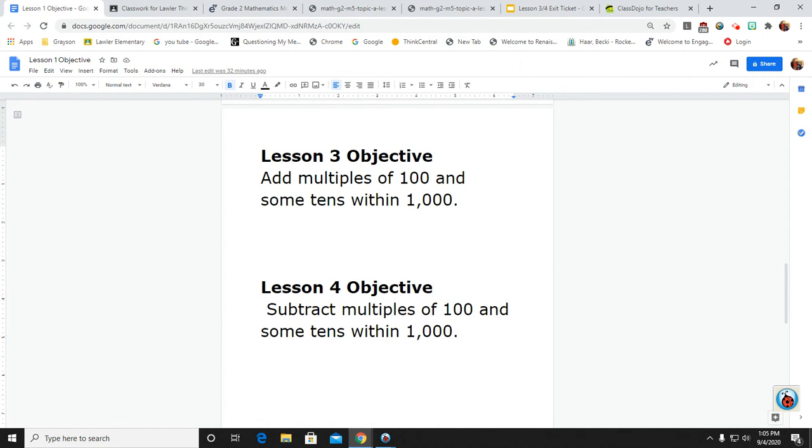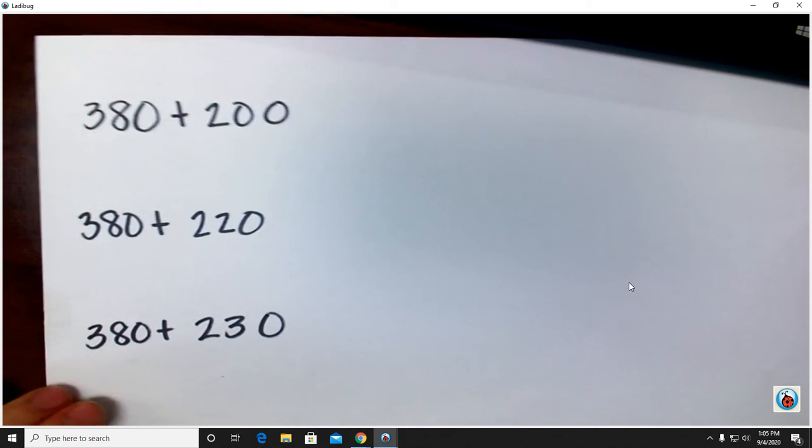So our lesson 3 objective is I can add multiples of 100 and some tens within 1,000. And our lesson 4 objective is I can subtract multiples of 100 and some tens within 1,000. So as you can see, they are closely related. One is just adding and one is just subtracting. So that's kind of why I put the two lessons together. So we are on our way to get started for today's lesson.